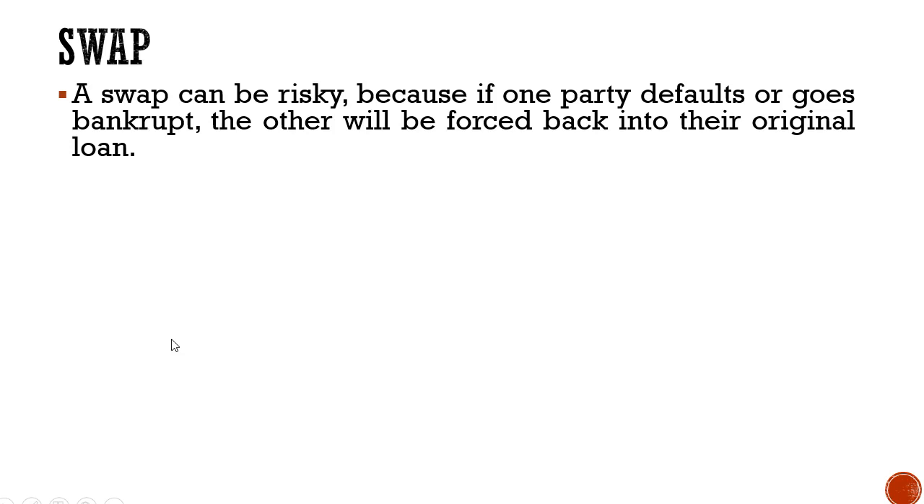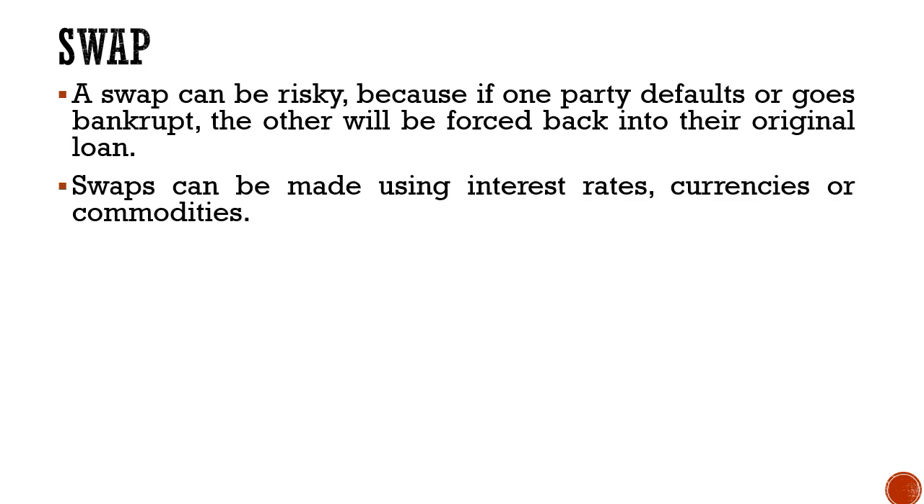Now, a swap can be risky because if one party defaults or goes bankrupt, the other will be forced back into their original loan. So let's say between Mr. X and Y, if Mr. X goes into bankruptcy, the contract ends there itself and Mr. Y will start with his original interest rate.